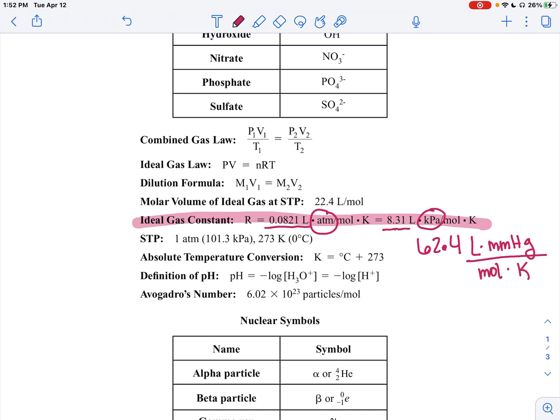And you'll notice that the other units are the same. Liters is in all of them, moles is in all of them, and Kelvin is in all of them. I don't require that you know the units for R. You don't have to write them or anything. I just require that you know how to find out which R to use. So whatever your units for pressure are, you come here, look up the units for R, and pick that number.